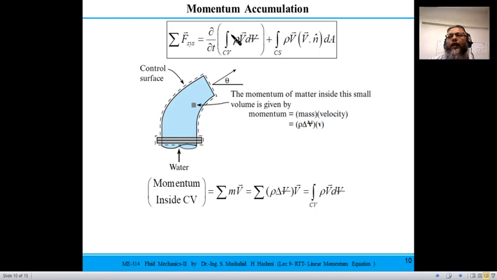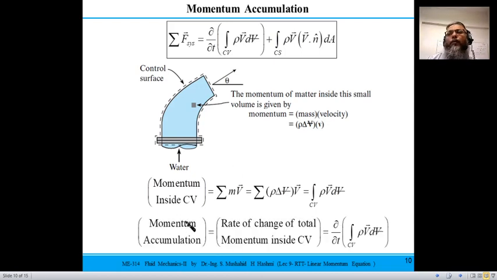On the right hand side, what I have done is differentiate with respect to time. So now I am interested in momentum accumulation. Momentum accumulation is nothing but how fast the momentum within this control volume changes with the passage of time. So the rate of change of total momentum, because once you have integrated, it will be the total momentum. So this term is just the rate of change of momentum that takes place within this control volume. We call this momentum accumulation.